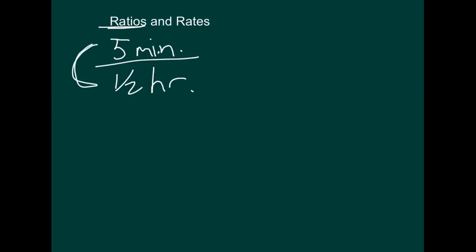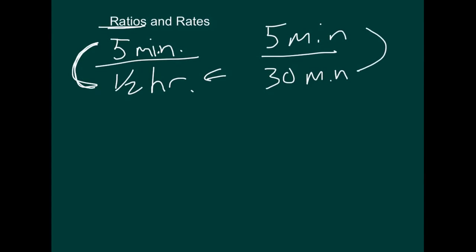Both of these are units of time, but they need to be converted to make sure that you get the right ratio. Half an hour, as most of us know, is 30 minutes. 5 minutes, of course, is 5 minutes. Now we've got minutes and minutes. It's a ratio. These units are the same.